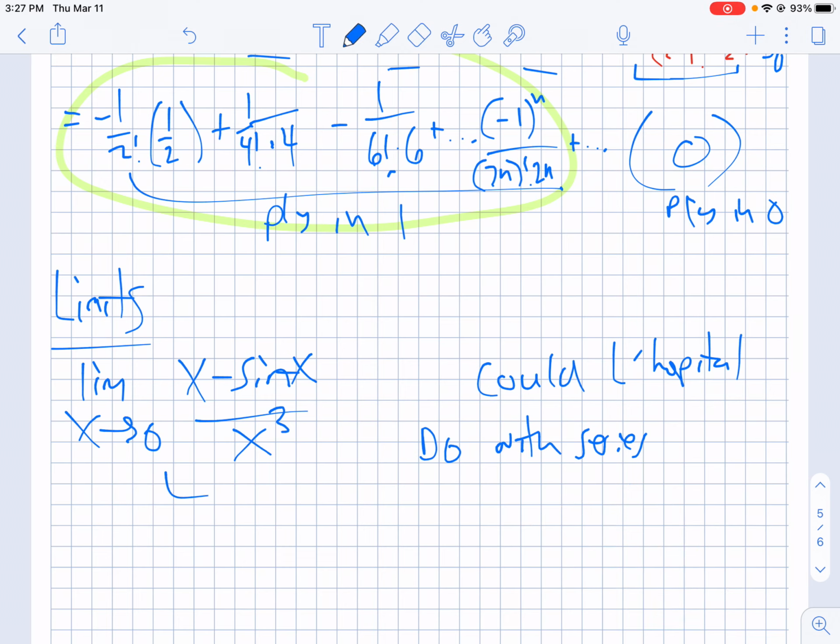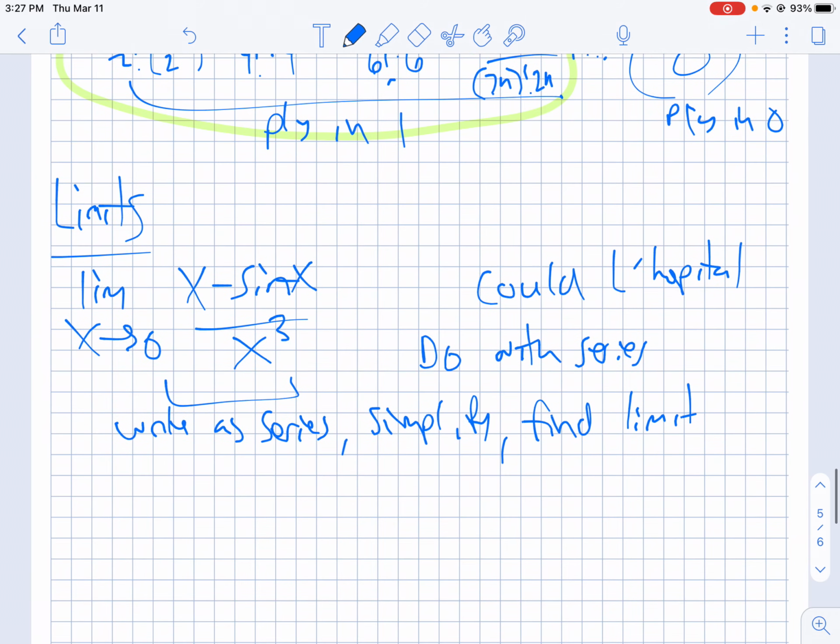And again, we're going to kind of do the same strategy. We're going to write this as a series, and then we're going to simplify that out. And then we're just going to plug in and find the limit. And because you're plugging in x equals 0, it's going to make your life pretty easy. All right. So let's start with this. We haven't subtracted the sine x, but x minus sine of x.